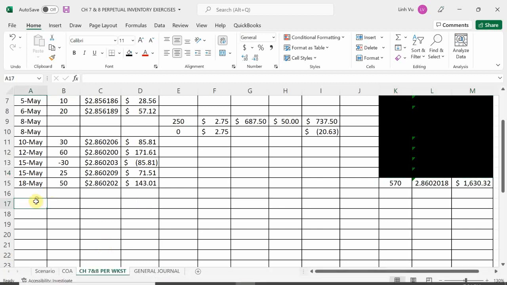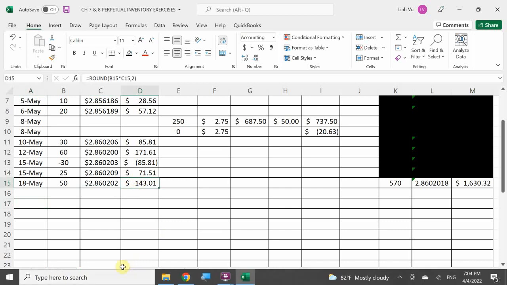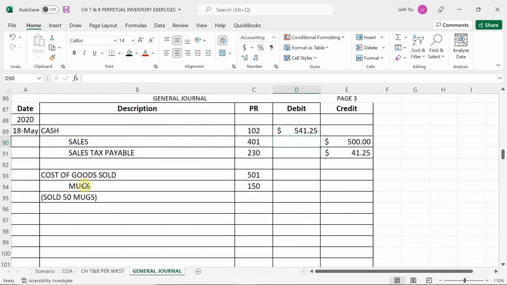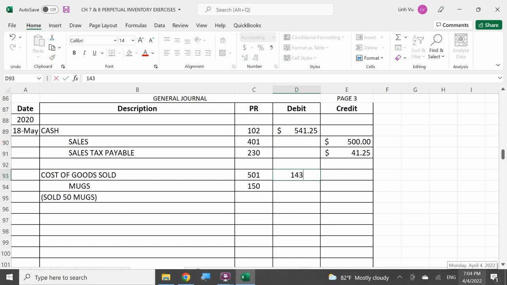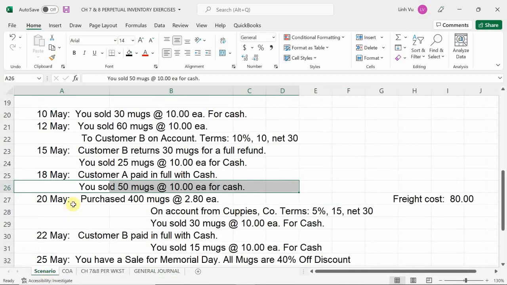So now that I have that, I have my cost of goods sold to be $143.01.